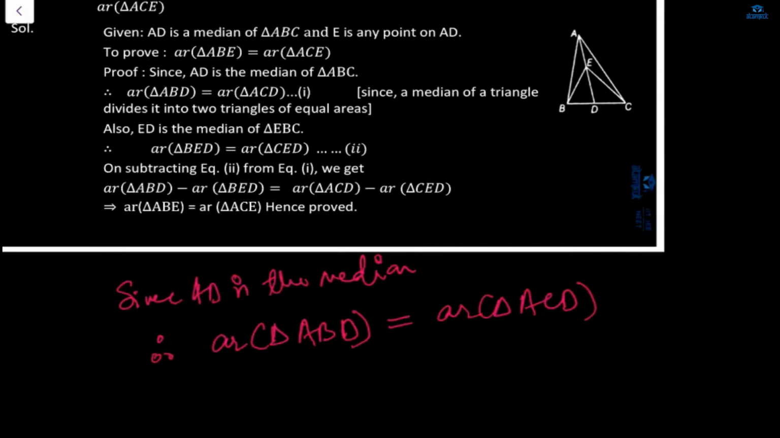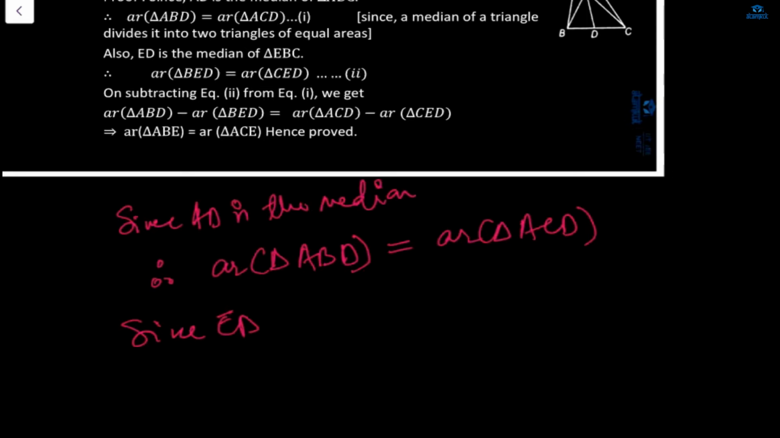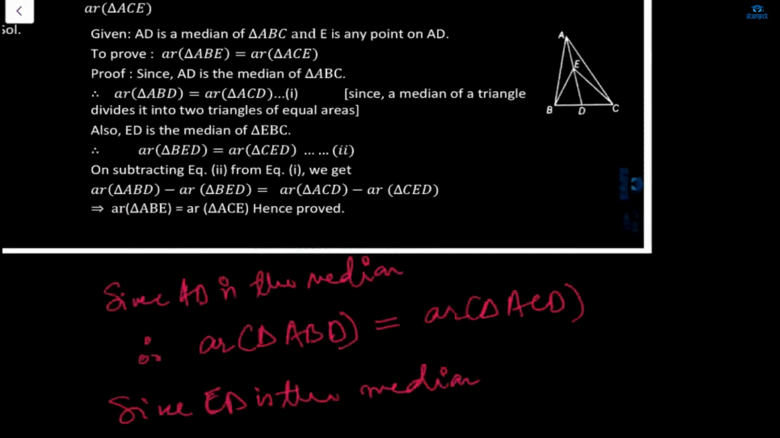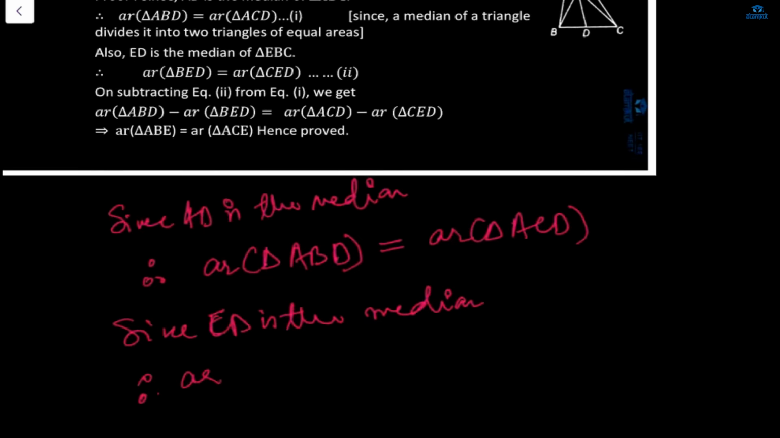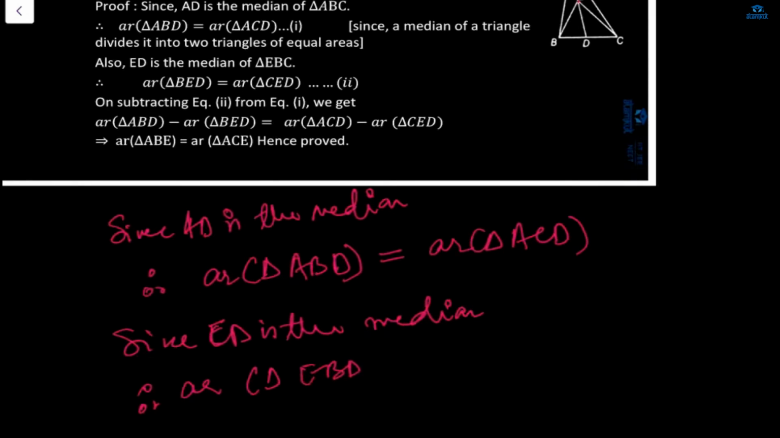Now, if you see the smaller triangle BCE, ED is again a median, because ED is part of AD and it is also going from that same vertex. So since ED is the median and D is the midpoint, therefore area of triangle EBD is equal to area of triangle ECD.